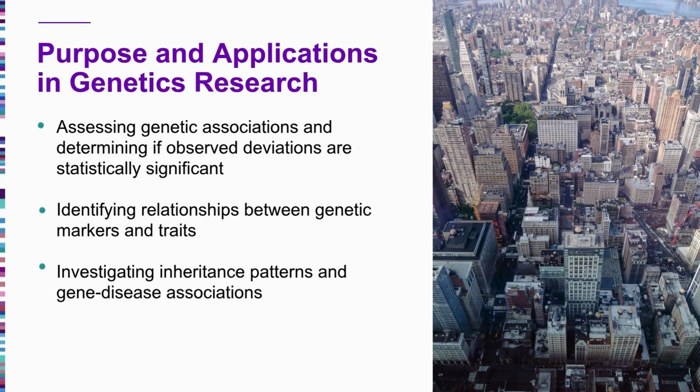One thing we do is search for genetic associations and then determine if those associations are statistically significant. Did these observed associations occur just by chance? Or is there more to the story? We work to identify relationships between genetic markers and traits, like what alleles are associated with having blue eyes, and investigate the inheritance patterns and associations between genes and diseases.